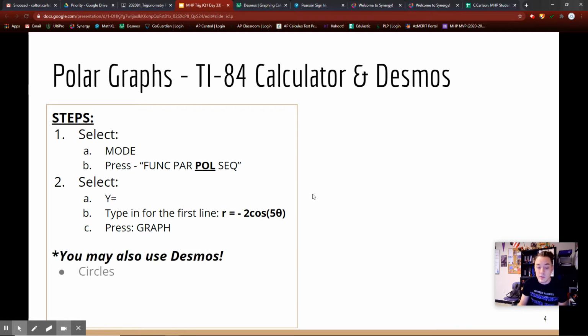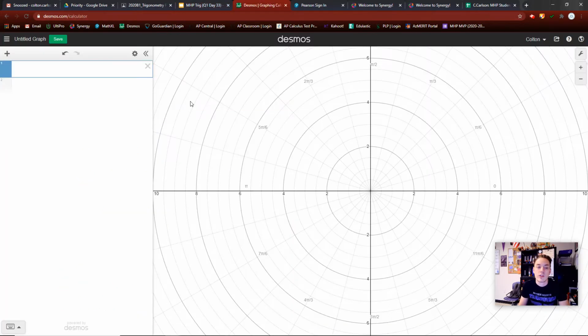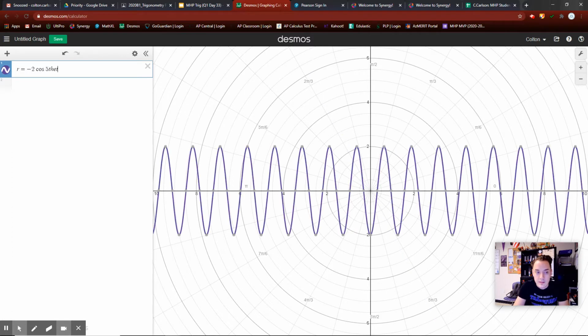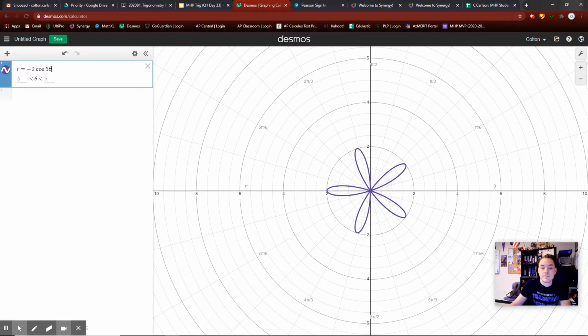You may also use Desmos. If you go to Desmos, type in negative 2 cosine 5 theta. What should you get? So let's go over there. So r equals negative 2 cosine 5 theta. I get this. Very beautiful. Okay? Very, very cool indeed.